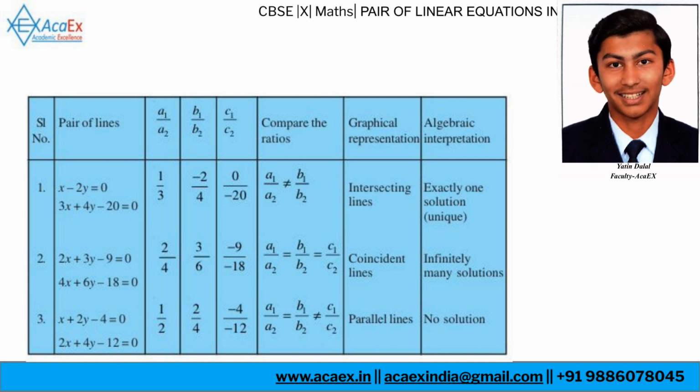For parallel lines, the ratio a1 over a2 is equal to the ratio b1 over b2, but not equal to the ratio c1 over c2. This means there is no solution.